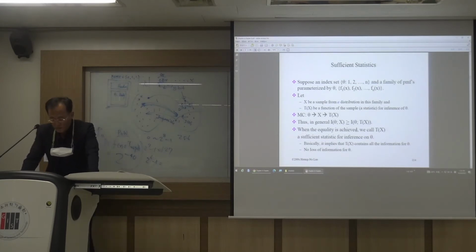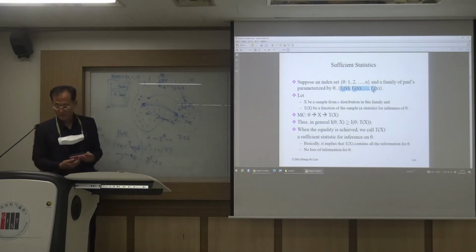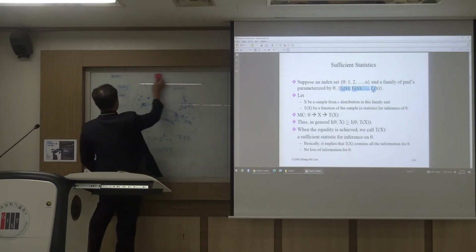Now I come down to the sufficient statistics. Right. This one is interesting. We have a data processing inequality that we have covered a moment ago. Now let's suppose an index set theta, right, like this, and the family of PDFs like that. Okay. So for example, these are the classification problems that you encounter many, many times, right?